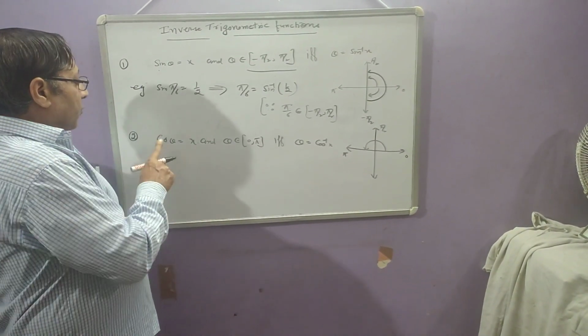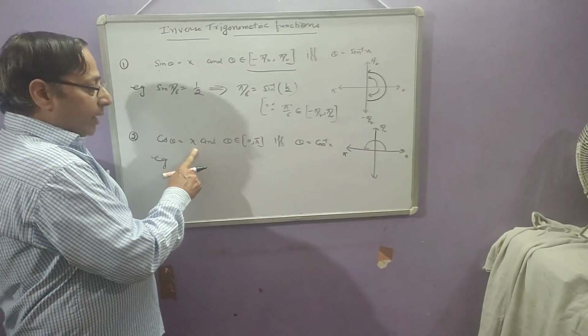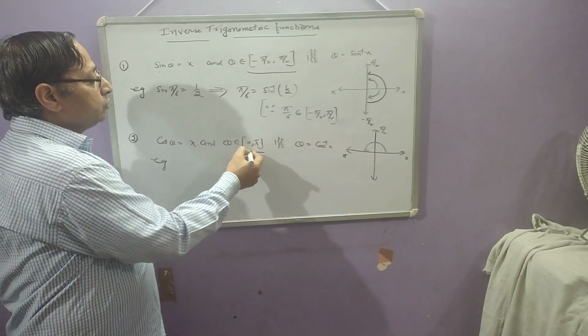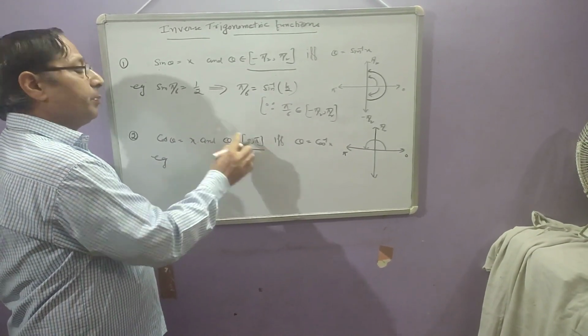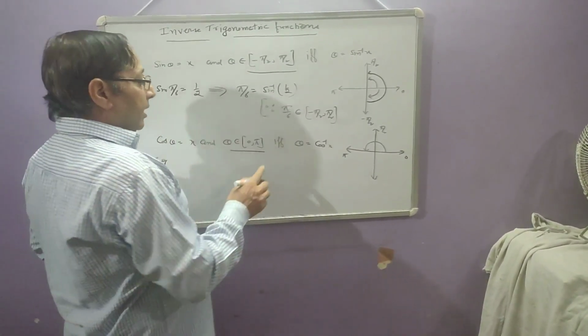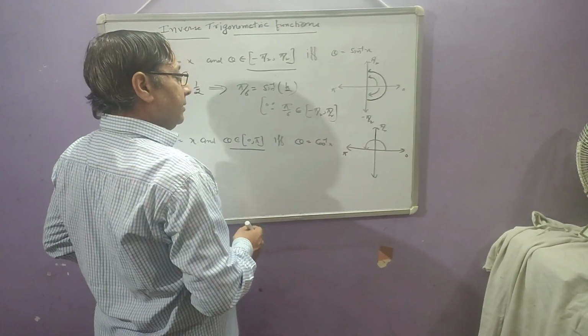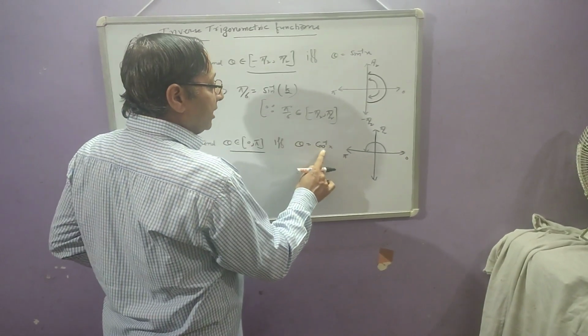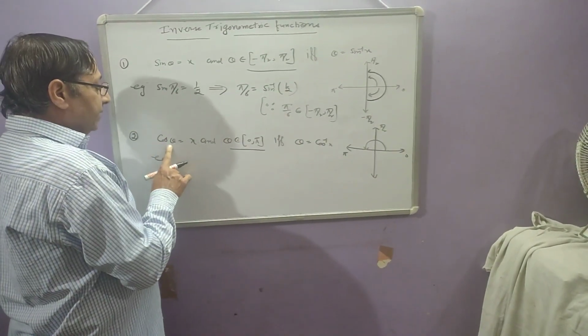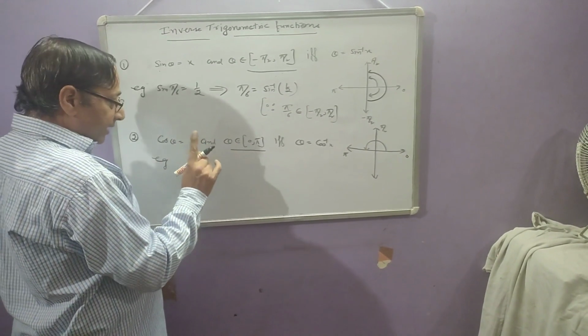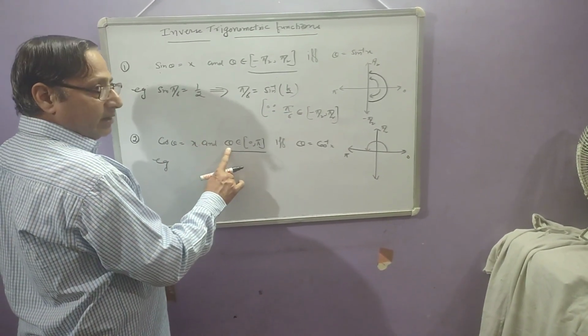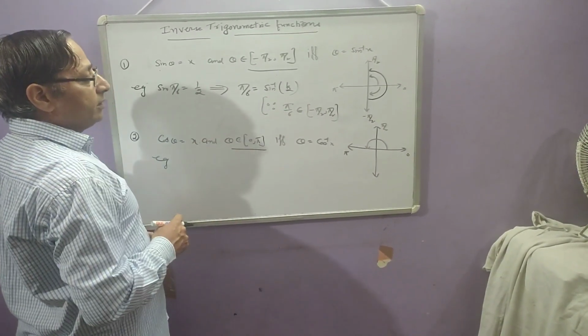Secondly, whenever cosine theta is equal to x and theta belongs to the closed interval 0 to pi, if and only if theta is equal to cosine inverse x. So it means whenever theta is equal to cosine inverse x, then cosine theta is equal to x, and it is possible only whenever the angle theta belongs to the closed interval 0 to pi.